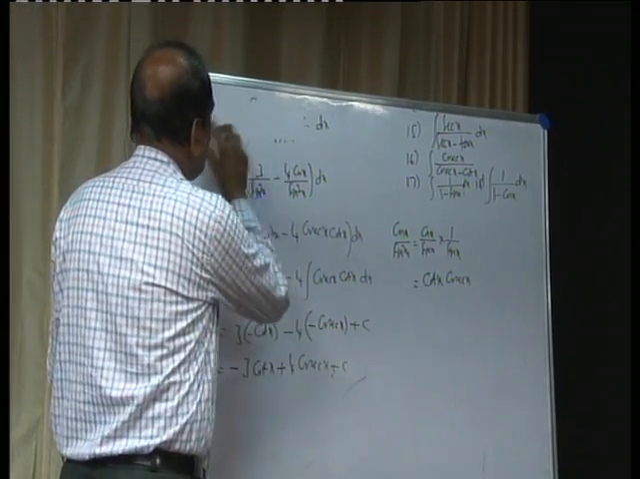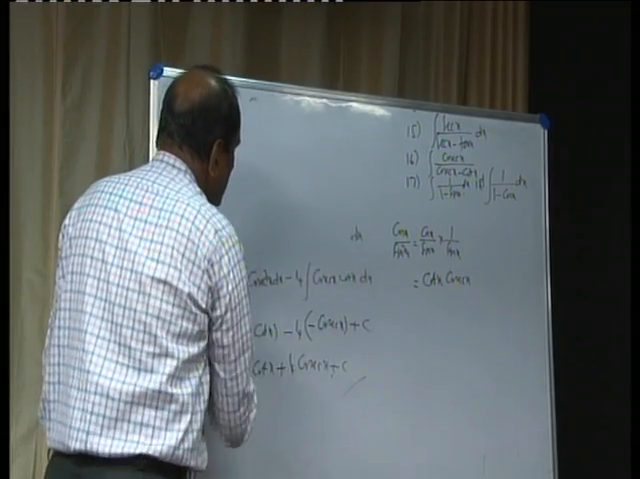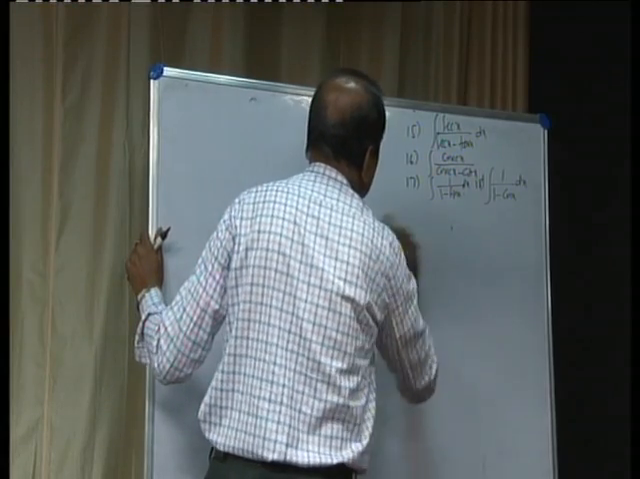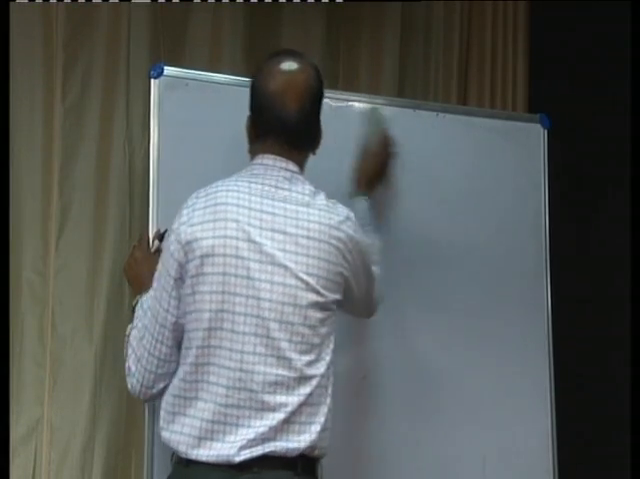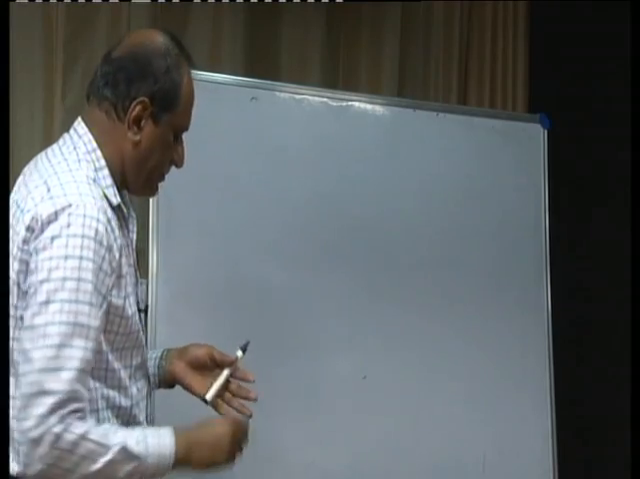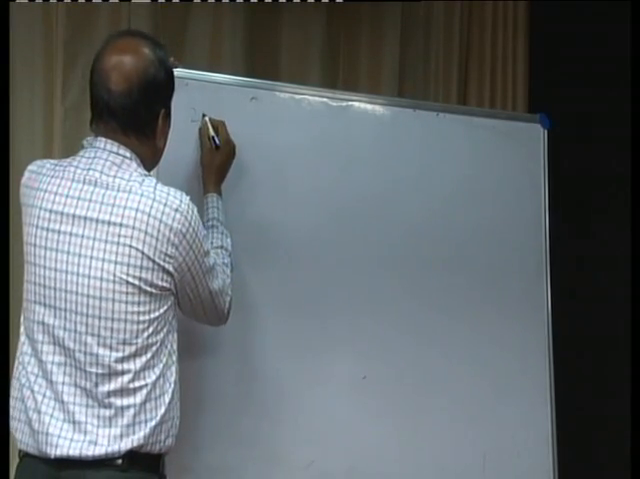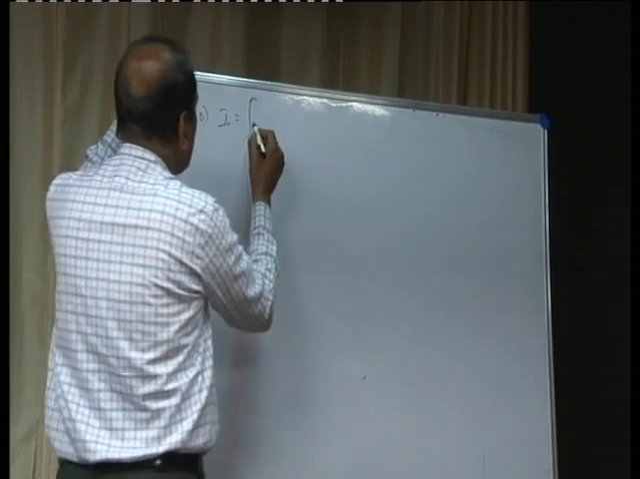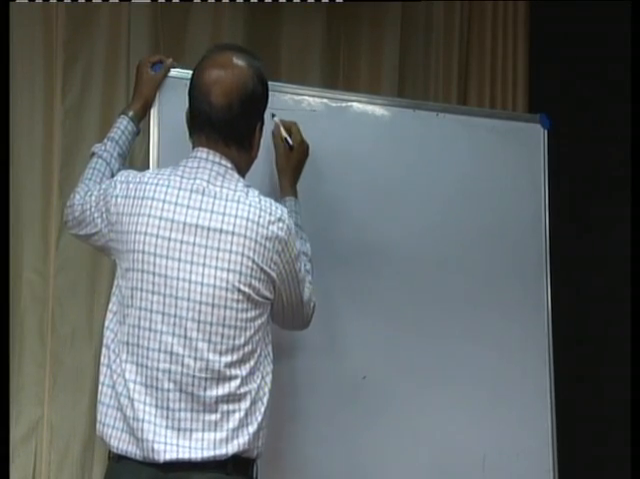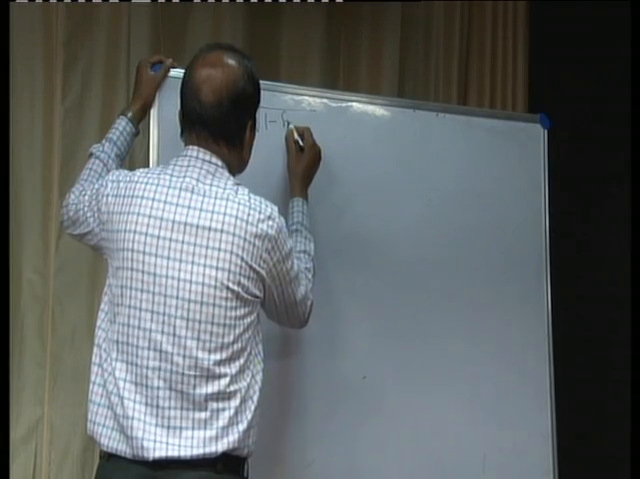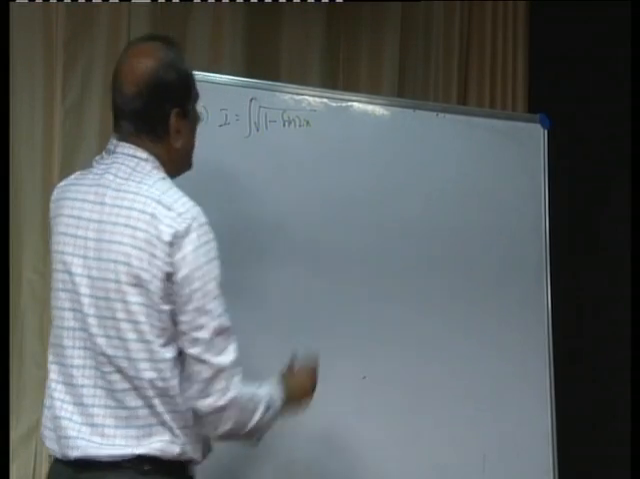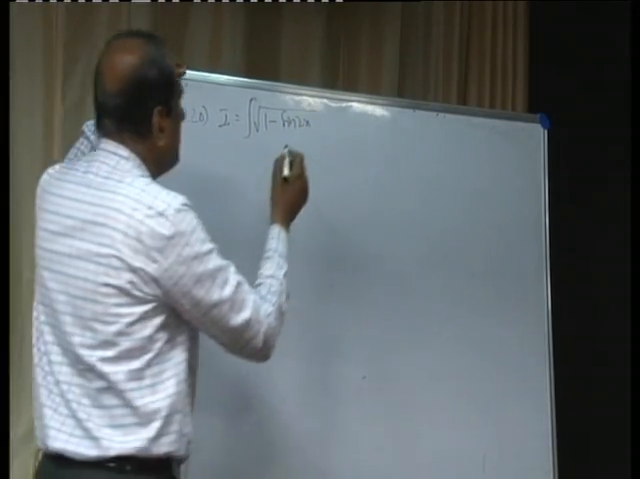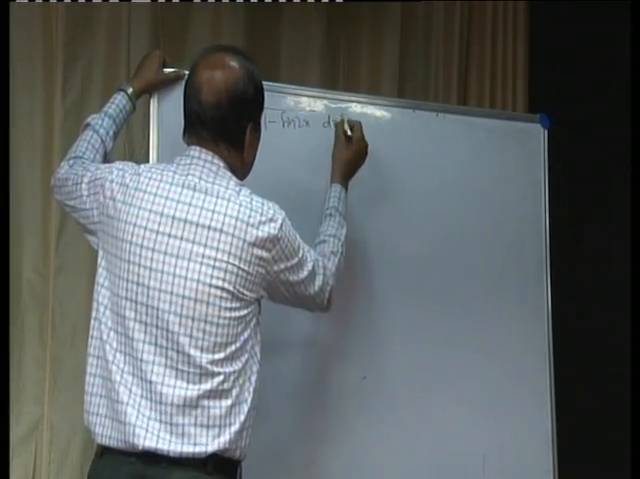Now, problem number 20. If there is a root sign, how to integrate such functions? Problem number 20. I is equal to the integration of root of 1 minus sin 2x dx. How to integrate such functions?